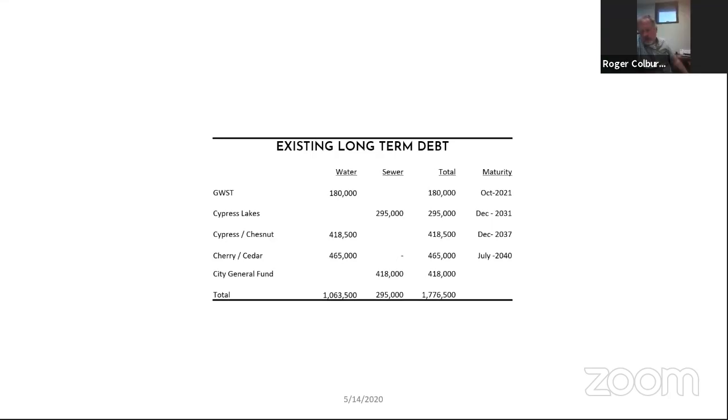There is a typo problem with that sewer total column. It should include that $418,000, and it doesn't, but I think the totals over there are correct, so I'll have to fix that. So we're servicing this debt with about 180,000 this year out of the 1.77 million we owe. Yeah, that's what it means.